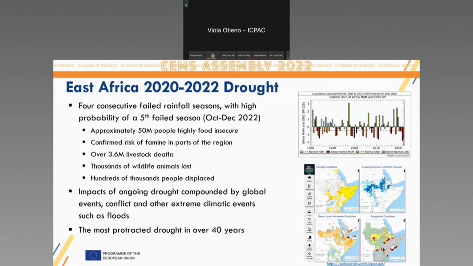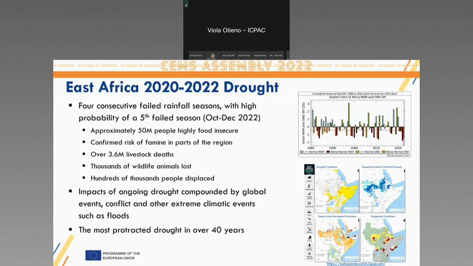Approximately 50 million people are highly food insecure with very high risk of famine confirmed for parts of the region. More than 3.6 million livestock deaths have been reported. Thousands of wildlife animals have died as well, and hundreds of thousands of people have been displaced. And this is because we are facing 4 consecutive failed rainfall seasons. And the current season, October, November, December, also has a very high probability of failure.